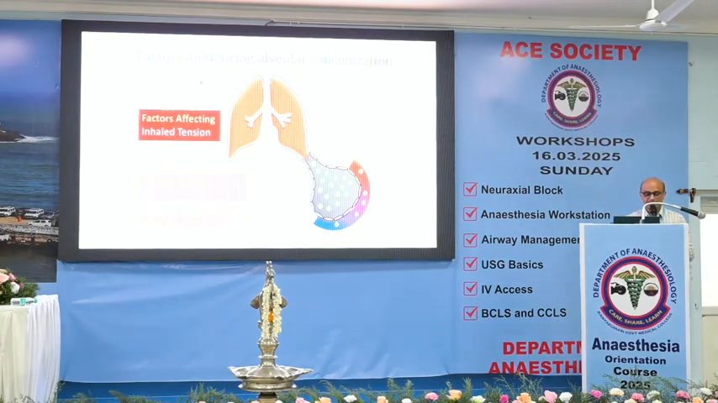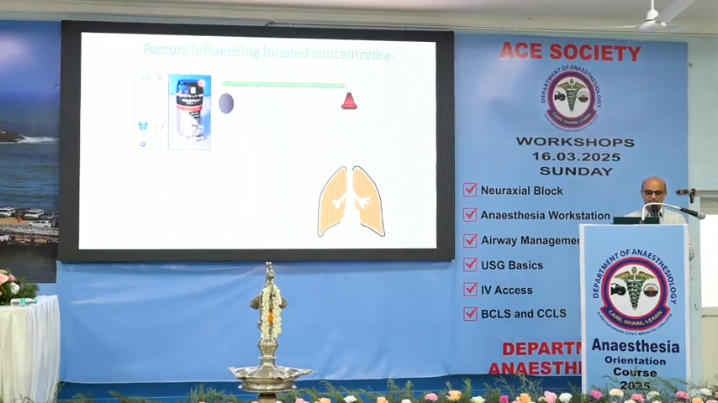What factors can affect the inhaled tension? Whatever you have set on the vaporizer, what factors can affect it before it is delivered to the alveoli? So this is nitrous oxide and oxygen. These are the fresh gas flow, and I have kept a halothane concentration of 1% on the vaporizer. So this will be the FI, that is the set inspired concentration. Now you have an artificial environment which has to be created to deliver this FI to the alveoli, and these are the anesthesia breathing circuits.